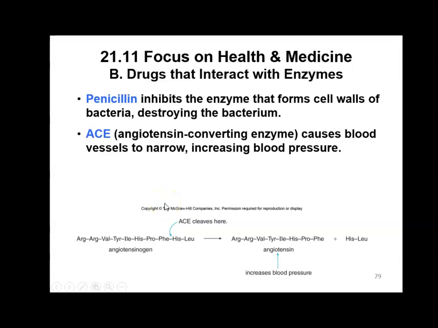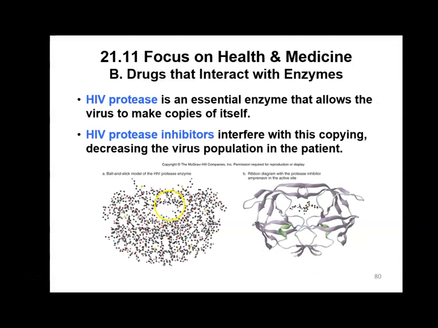So ACE inhibitors. All right, HIV proteases. An HIV protease is an essential enzyme that allows the virus to make copies of itself. So the HIV protease is the protein that makes copies. However, there are HIV protease inhibitors that interfere with the copying to decrease the virus.